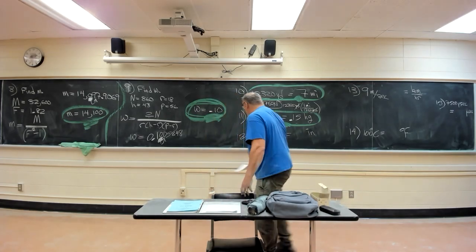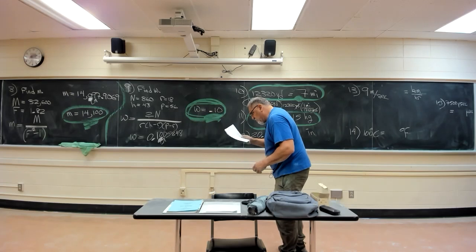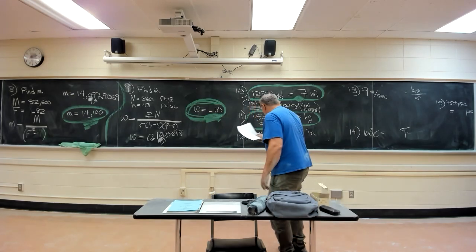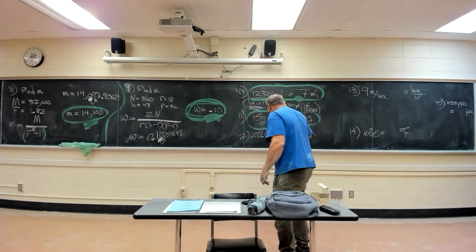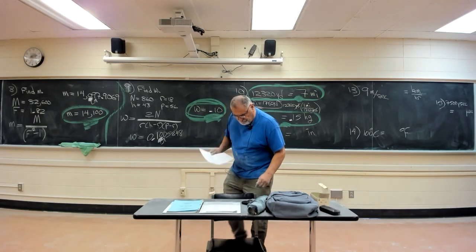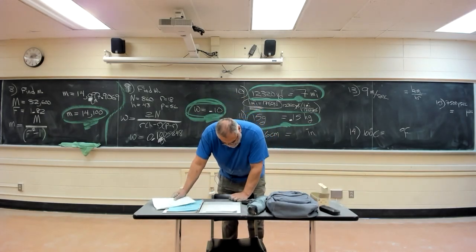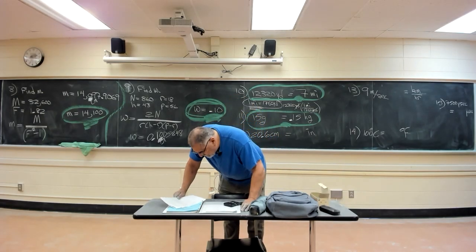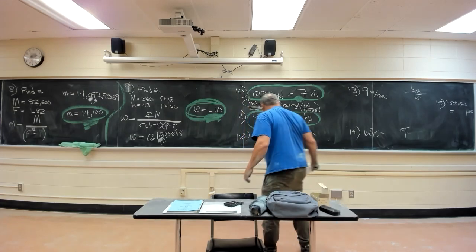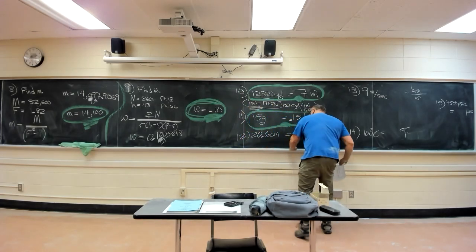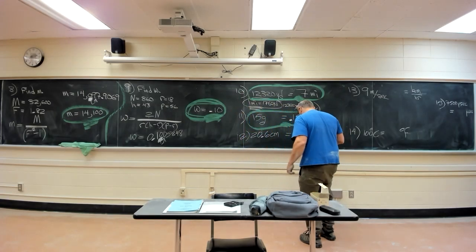That was, what was that? Number 10, right? Number 10 was 7.0.15, this one right here. Absolutely right. Let's keep going. With 12, they're saying go for the inches.